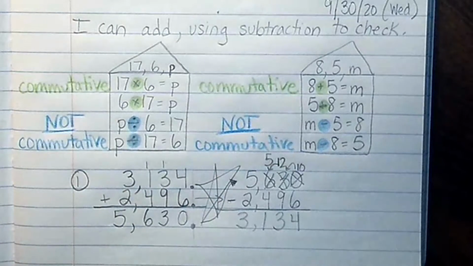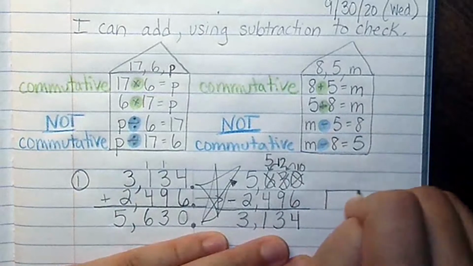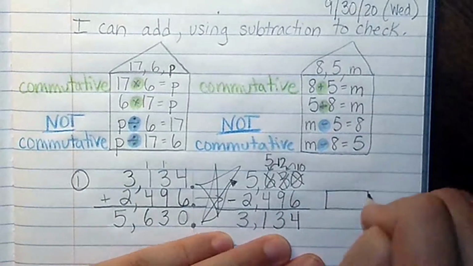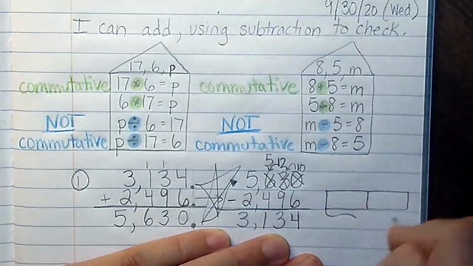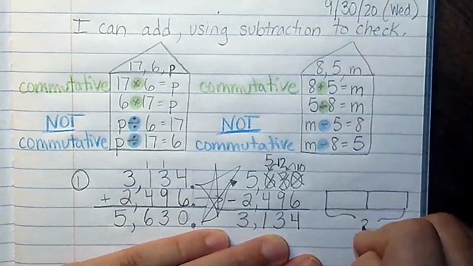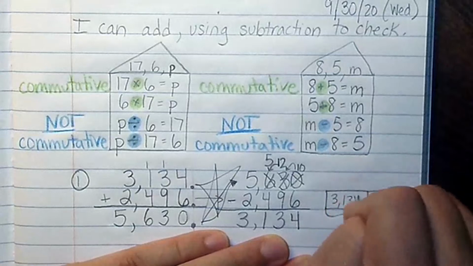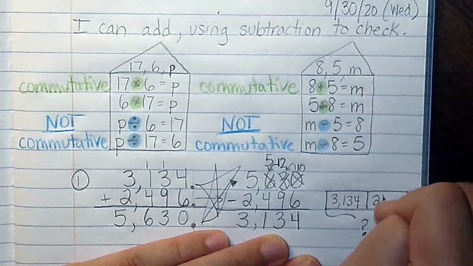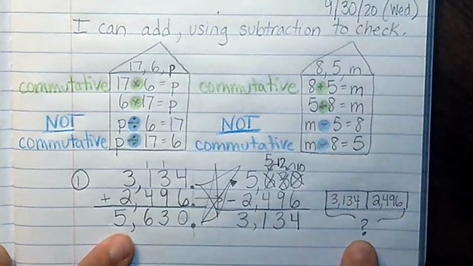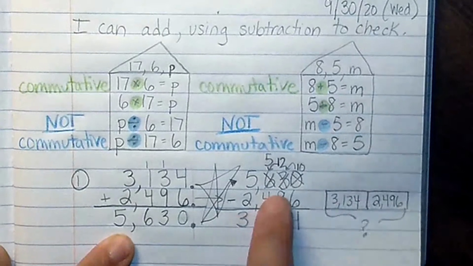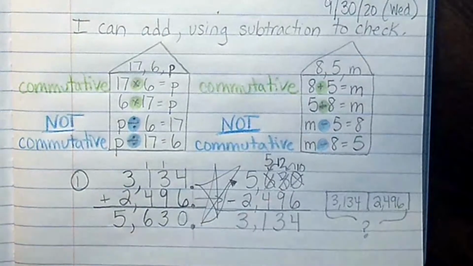If I was doing a tape diagram for this one, I would have shown my two amounts that I was putting together, and we would have been looking for the total because we didn't know what the total was. And I had 3,134, and I added 2,496. And that was going to give me my mystery number, which we found right over here. Then I checked it, and I took the total and I subtracted one side, and that's how we got this.